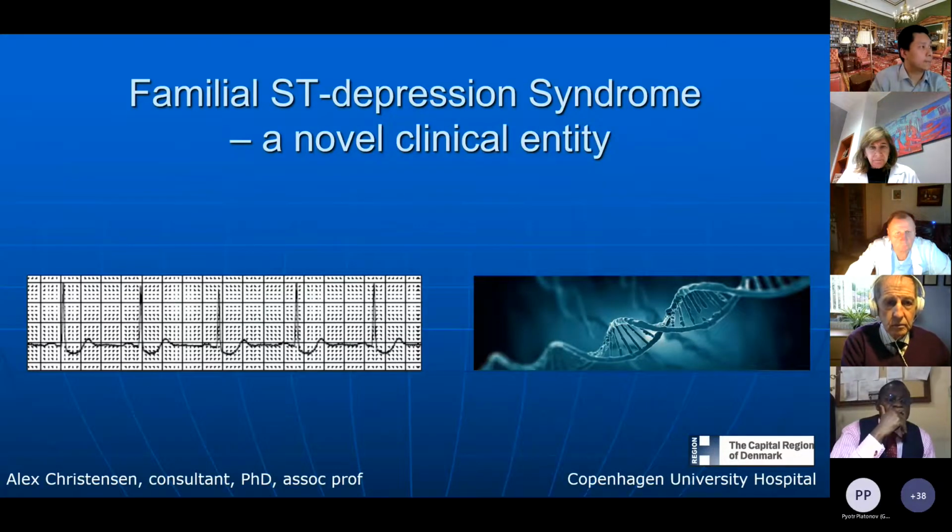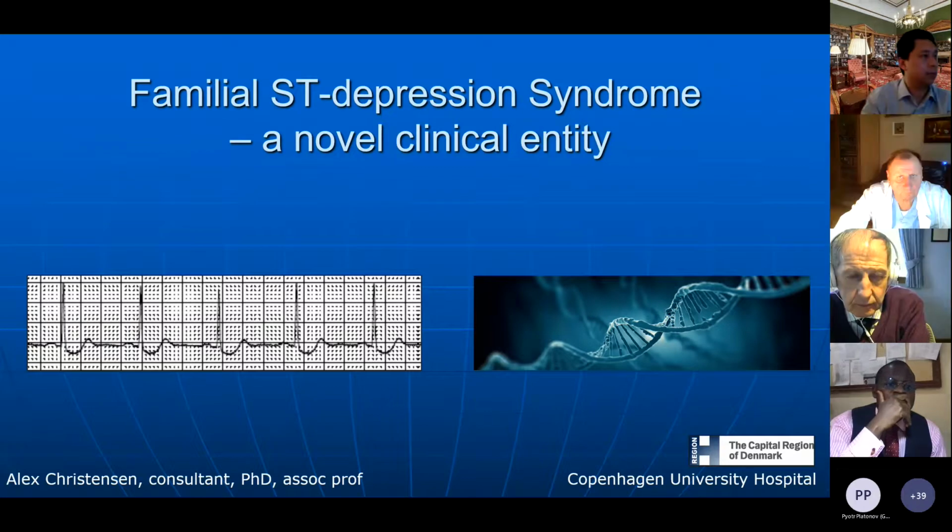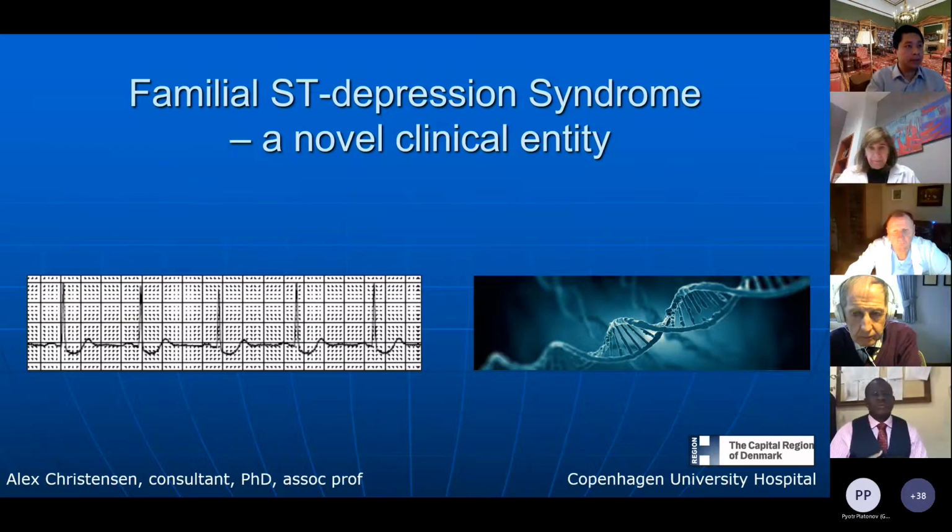So the topic of my talk today is Familial ST-depression Syndrome, which we believe is a novel clinical entity. And it's inherited, as the name implies. I'm going to present first some of the clinical background for it, and then some molecular genetic background as well. So how did it all start?